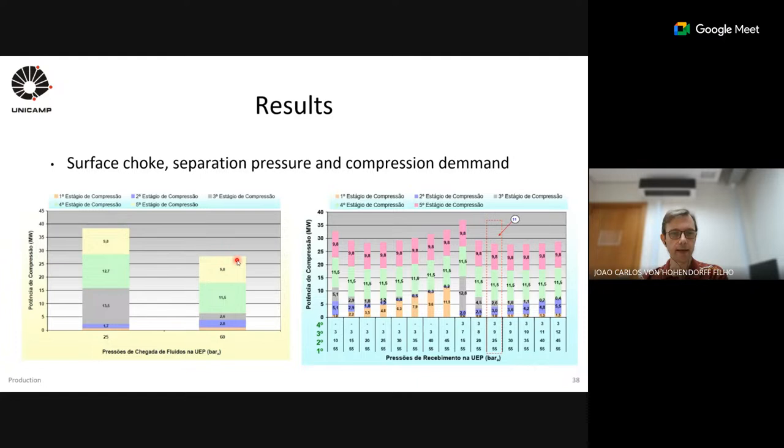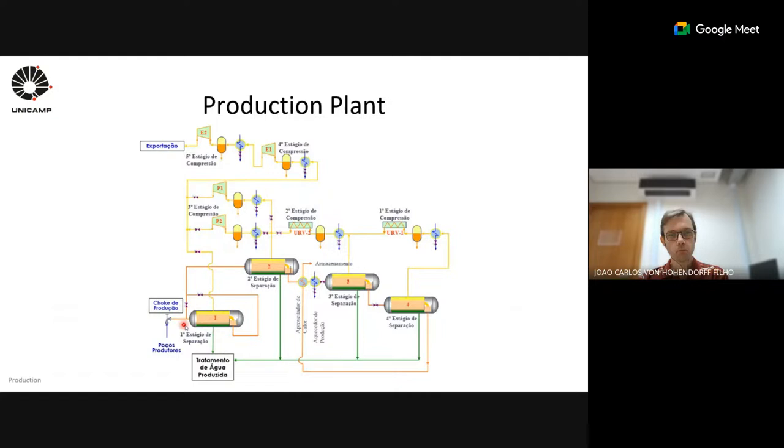Why? If I increase this number, and I will show that picture again, we can avoid part of the compression from the third stage. We can avoid part of the energy I need to compress. So that's the idea. If I am operating my platform at a higher pressure, I can use less compression for my system.